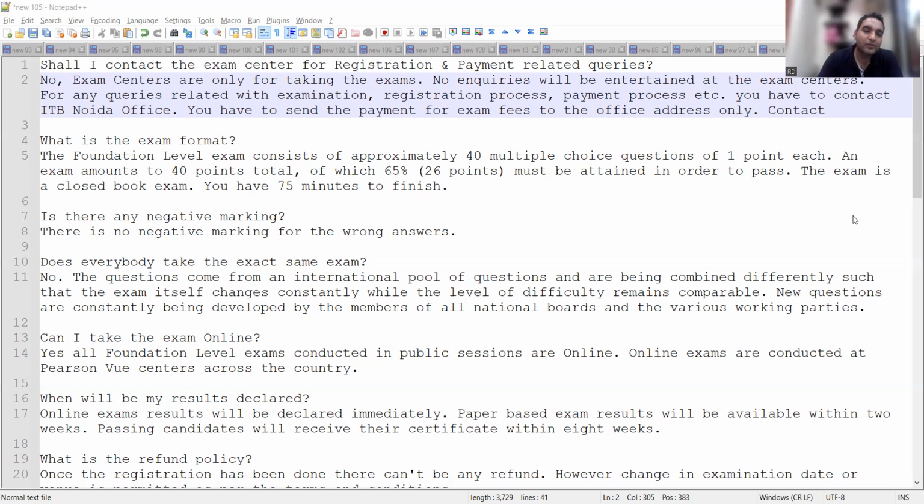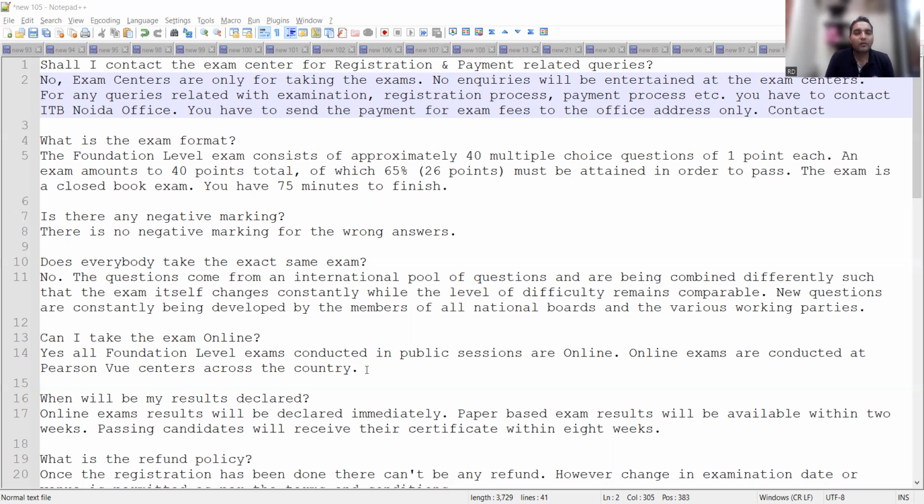Okay, now next question is, can I take the exam online? So yes, all foundation level exams conducted in public sessions are online exams conducted at some centers. Every city has some centers, and they will also display a list of dates which you will have to select, and you will have to pay. Generally the payment is around 4,000, 4,500 plus taxes. Somewhere it comes around 4,800. You can consider 5,000 as a rough amount, right?